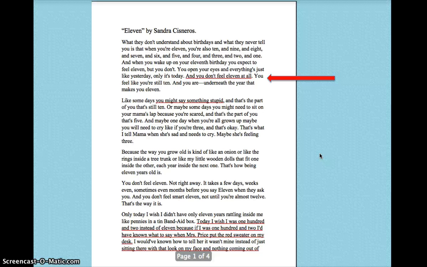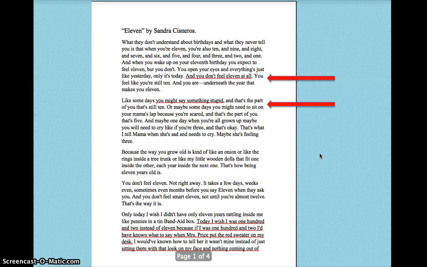Notice how I underline something, one sentence, but then I can think about why the author included this detail because it reveals a little bit about Rachel's thoughts and feelings, and now I understand a little bit more about maybe why the author included this detail in the story the way she wrote it.